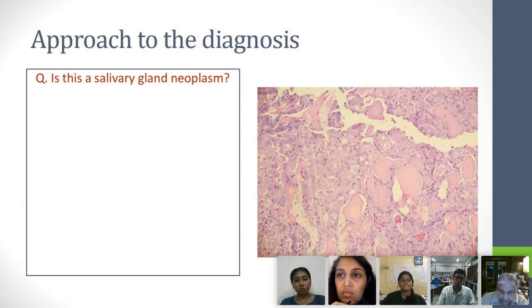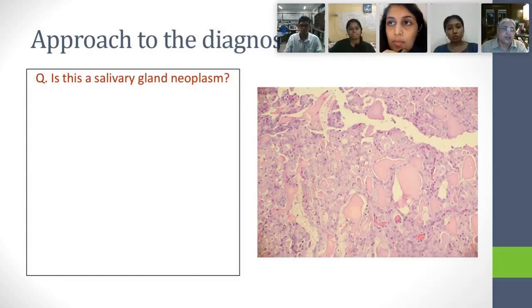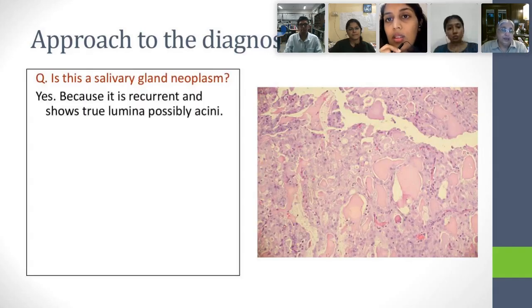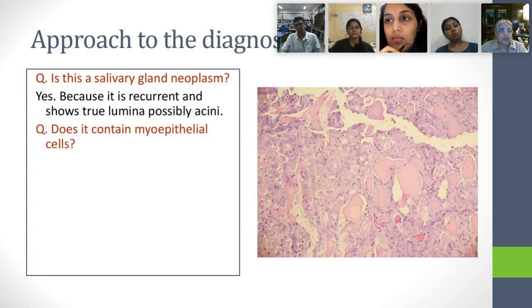And Neelam, since you were the person, yes, start. Is this a salivary gland neoplasm? Was the answer yes? Yes, ma'am. Why? Because it is recurrent and it shows true lumina, which may possibly be acini. What's the next question? Does it contain myoepithelial cells? What's the answer? No, ma'am. Yes, that's right. It does not contain myoepithelial cells.